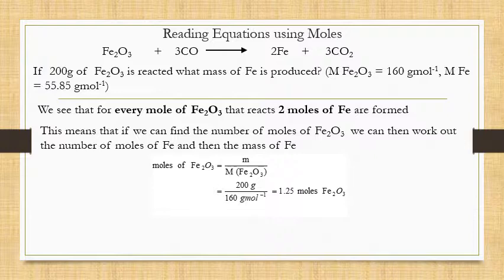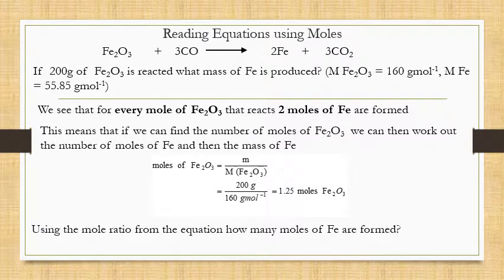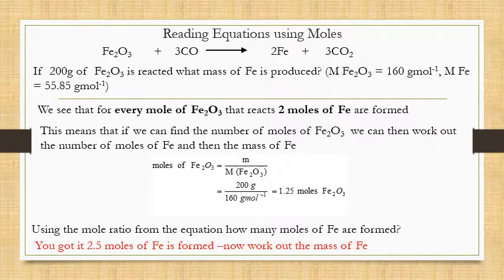The moles of iron oxide will equal the mass of iron oxide divided by the molar mass of iron oxide, which will be 1.25 moles of iron oxide. And since we know the ratio is going to be 1 to 2, we can then work out the moles of iron formed. You get 2.5 moles of iron formed, and now you have to work out the mass of iron.